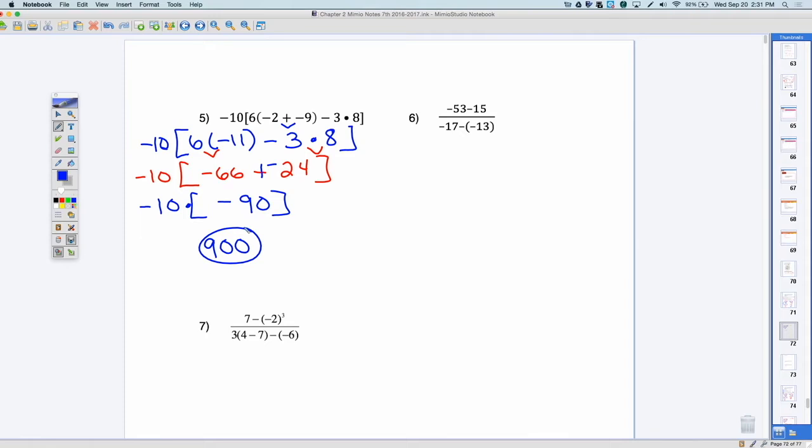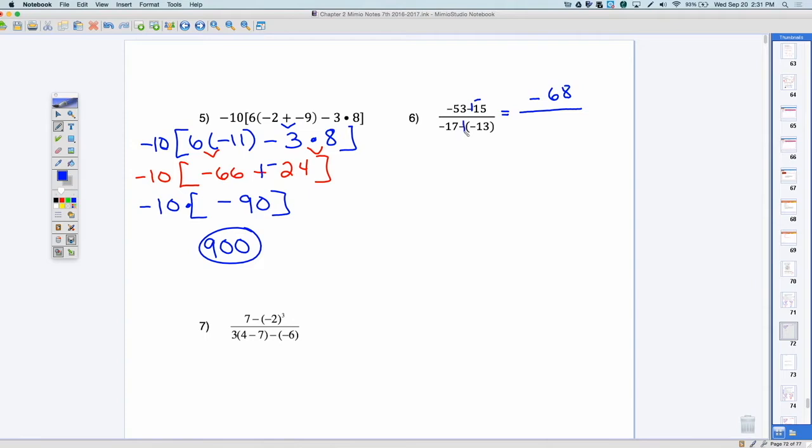Number 6 is a fraction. So we have to simplify the numerator, the denominator, before we can actually divide. So here's one way of doing it. We can do our work in the numerator first. So I'm going to change it to add the opposite. Now I have same signs. I'm going to keep the sign and add. So that gives me negative 68 on the bottom.